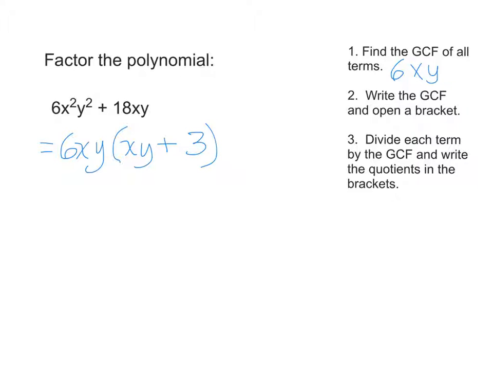Factoring is taking an expression and breaking it down into different things that will multiply together to give you that expression. So 6xy multiplied by xy plus 3 equals what we started with, 6x squared y squared plus 18xy. We're taking that polynomial and breaking it down into two things that will multiply together to give you that. That's what factoring means.